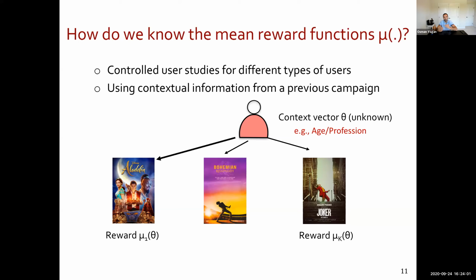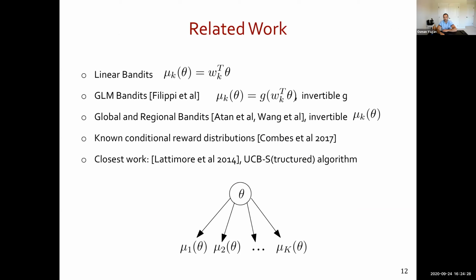So again, either domain knowledge or a paid survey, an offline study, or something that you have known from previous campaigns could be leveraged to get these mappings from the user context to the mean reward of arms. So the question is how we can leverage this information. And people have actually looked at it, as I mentioned, quite a bit under different assumptions.